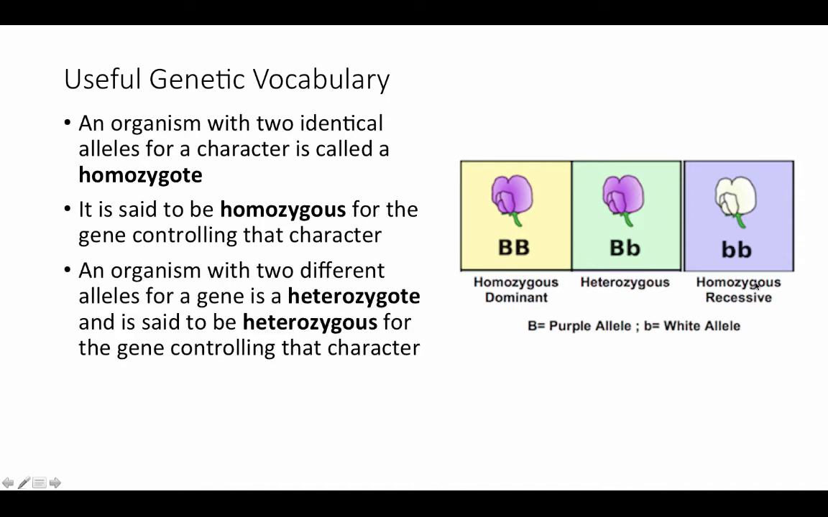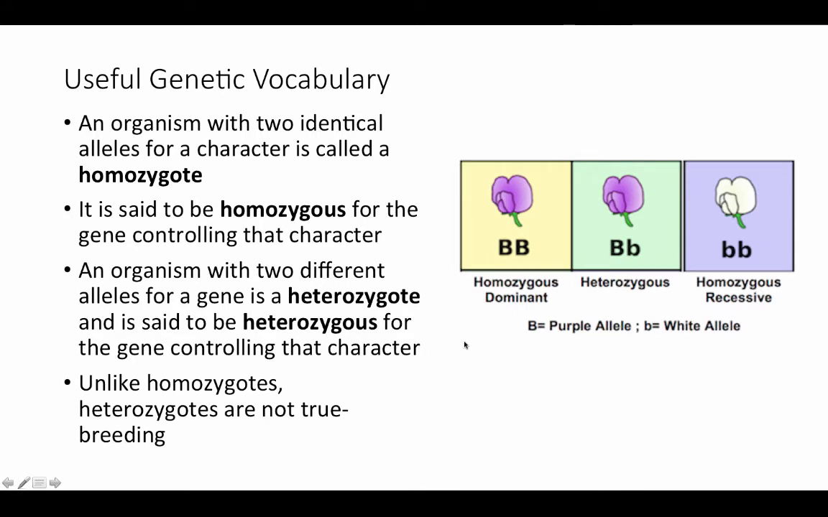An organism with 2 different alleles for a gene is a heterozygote and is said to be heterozygous for the gene controlling that character. So here, in the middle, we've got purple heterozygotes. They are heterozygous for the flower color character. So unlike homozygotes, heterozygotes are not true breeding.